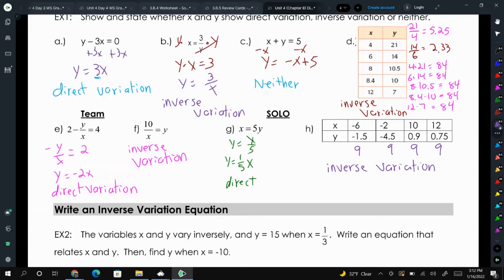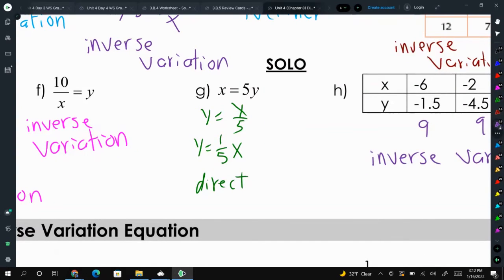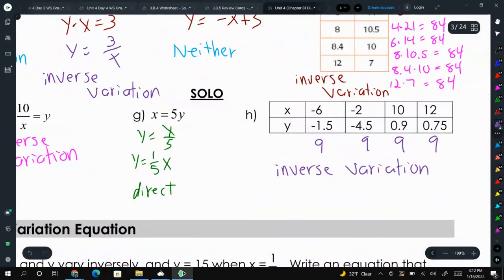Letter F, it was already in y equals a over x, so that's inverse variation. Now letter G, once I started manipulating that, I got y equals x over 5. Remember, inverse variation is a over x. So this is not an inverse variation one. So what I did is rewrite dividing by 5 as multiplying by 1/5. So now it's more obvious that this is direct variation because your a value is 1/5. Then for letter H, I multiplied all the x's and y's and got the same number, which was 9, which means that this was an inverse variation one.